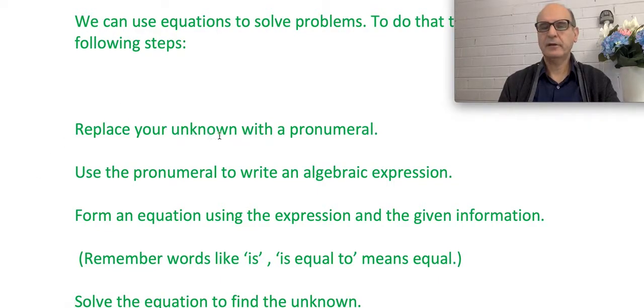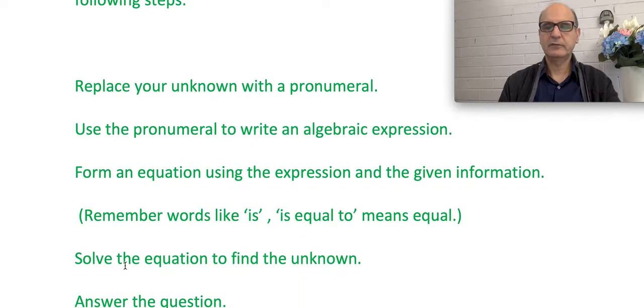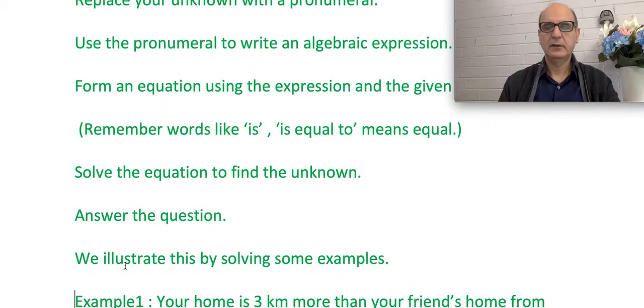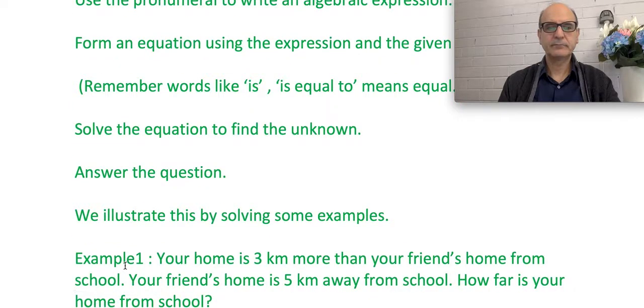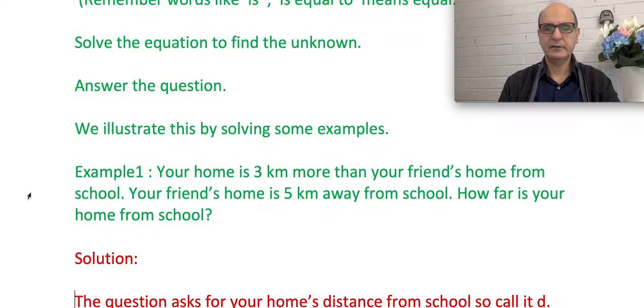Replace whatever they are asking you, your unknown, with a pronumeral. Use the pronumeral to write an algebraic expression. Then form an equation using the expressions and the given information. And you've got to remember that "is" or "is equal to" means equality. So you can use that to show that two quantities are equal, and that will be your equation. And then solve the equation and answer the question they are asking.